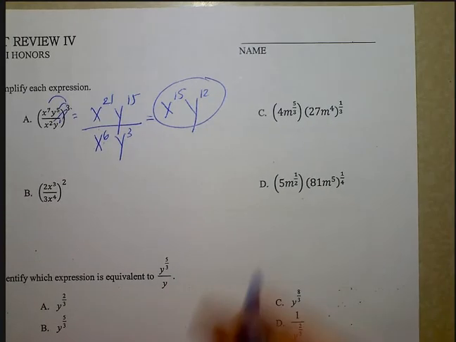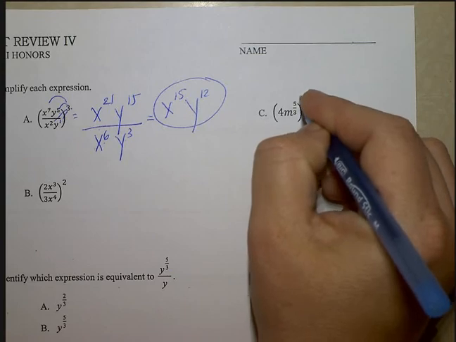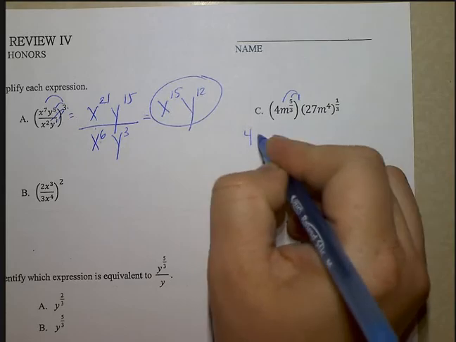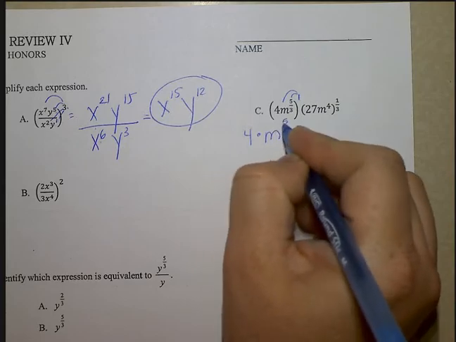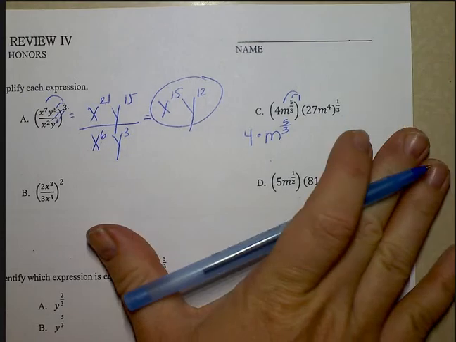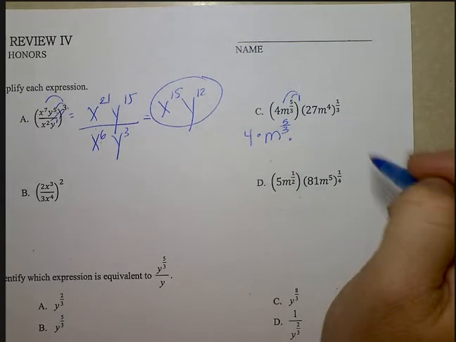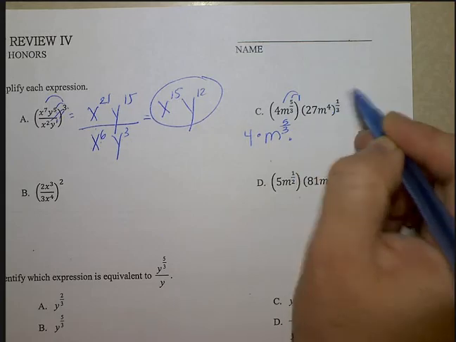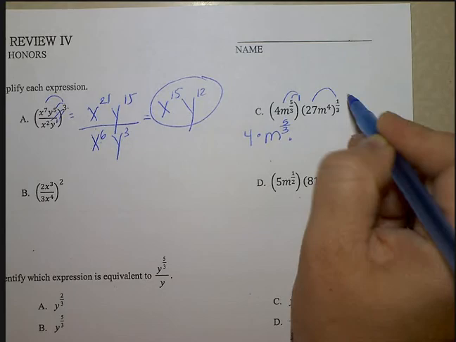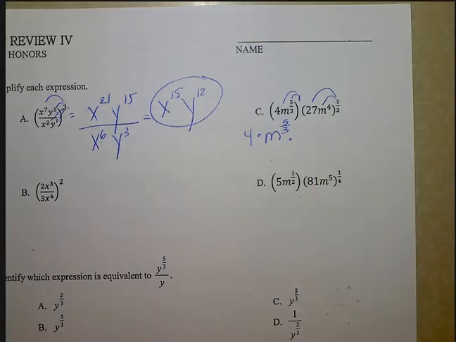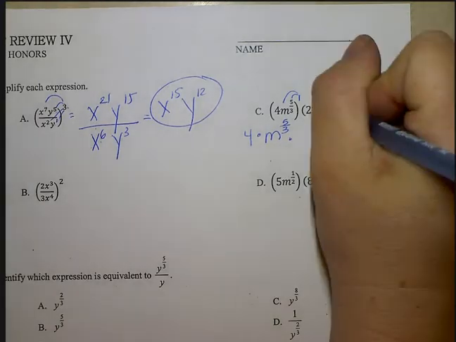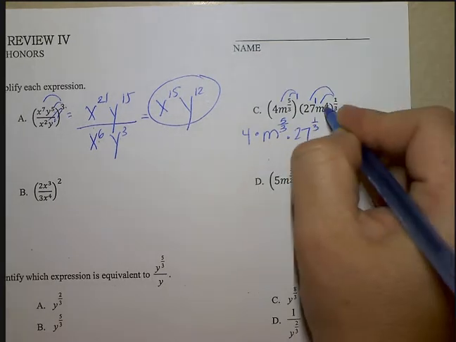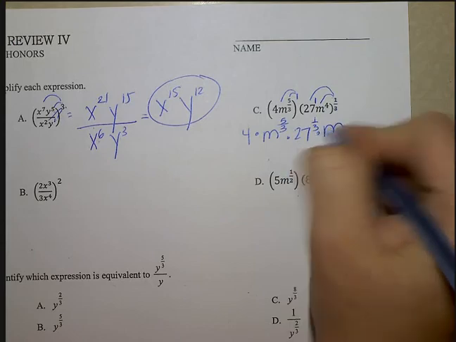So there's no exponent outside. There is really a hidden 1, but multiplying by 1 doesn't do anything. So I have 4 times m to the 5/3. Please make sure you have a calculator on your desk right now. Times, and this is where it gets tricky, this 1/3 does not just apply to the m. It also applies to the 27. And you may ask yourself, but you don't see an exponent on the 27. What is the hidden number? 1 times 1/3 is 1/3, and 4 times 1/3 is 4/3.